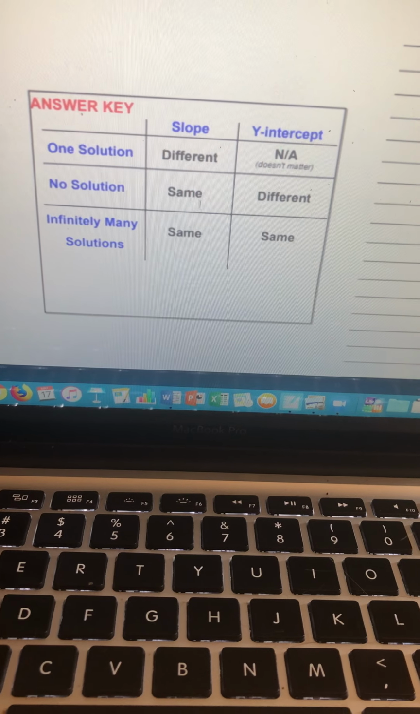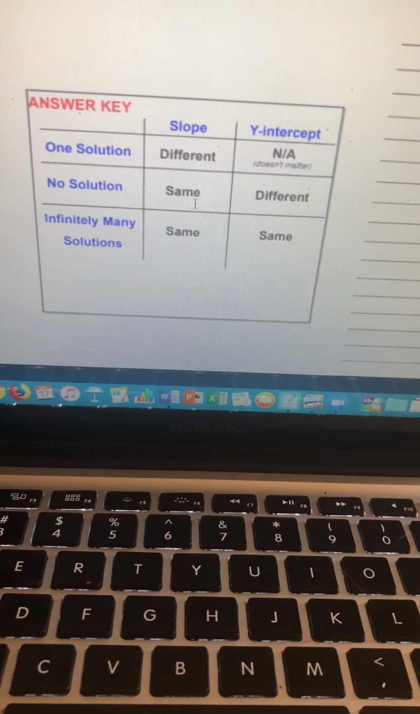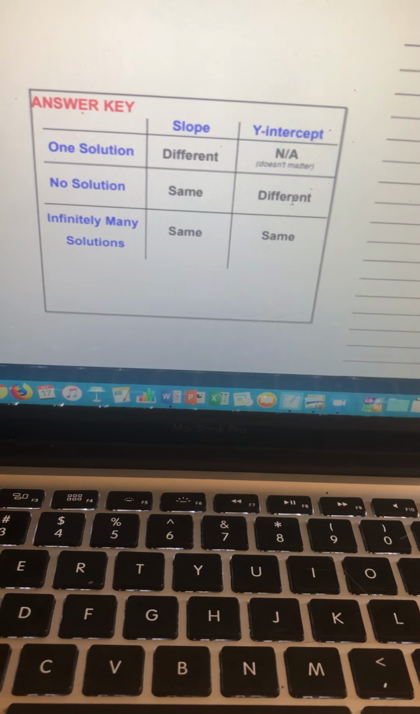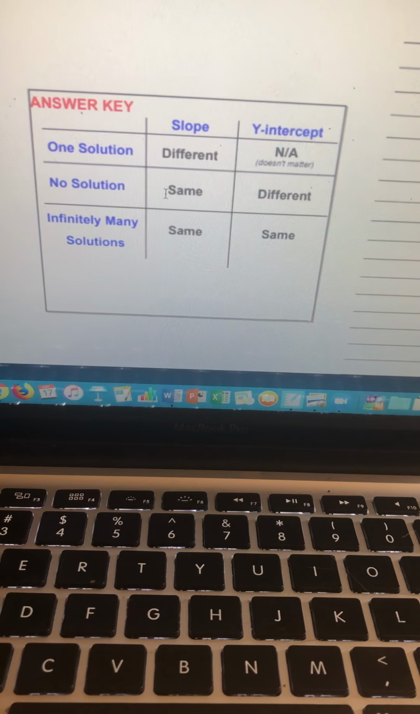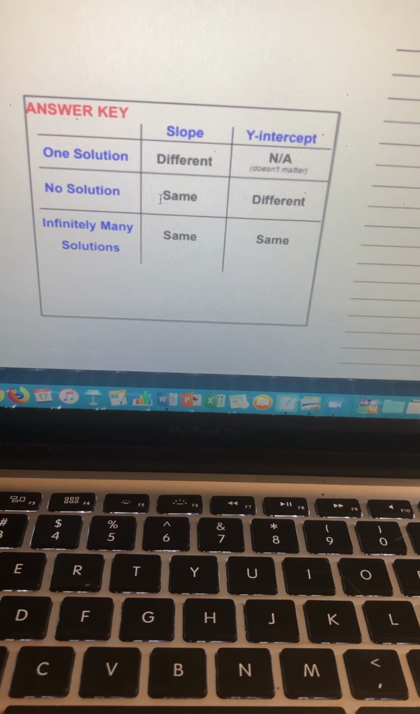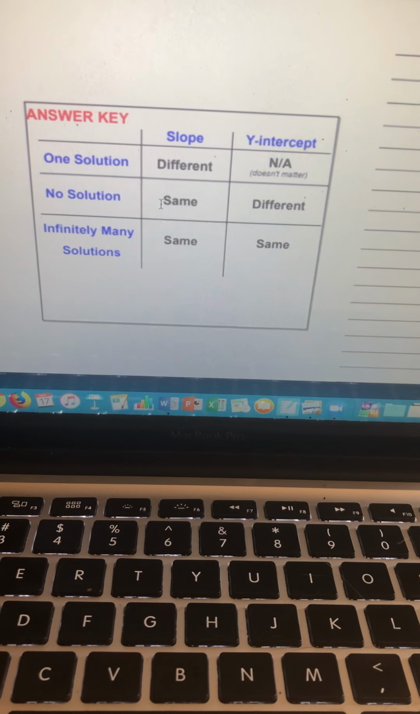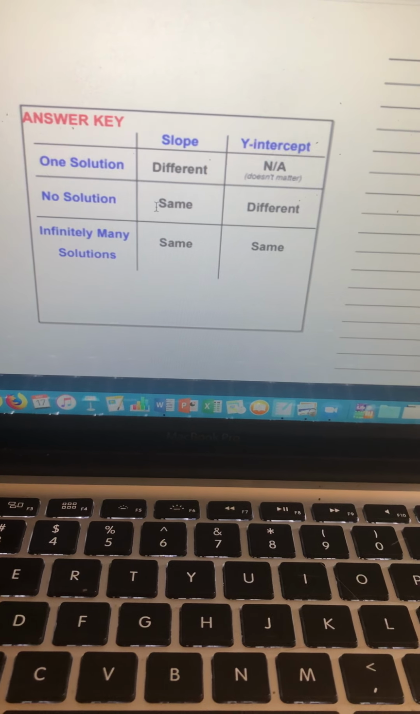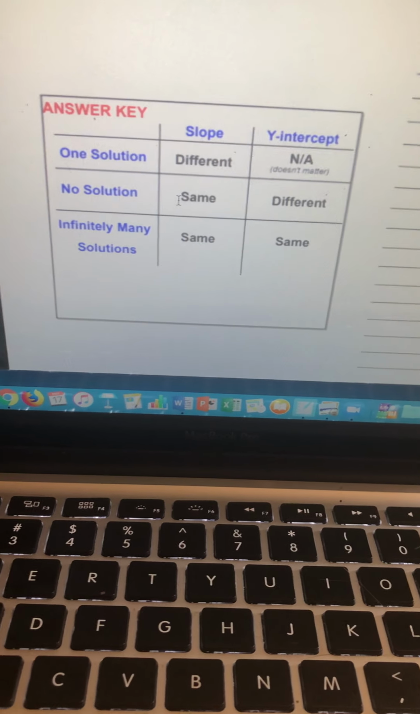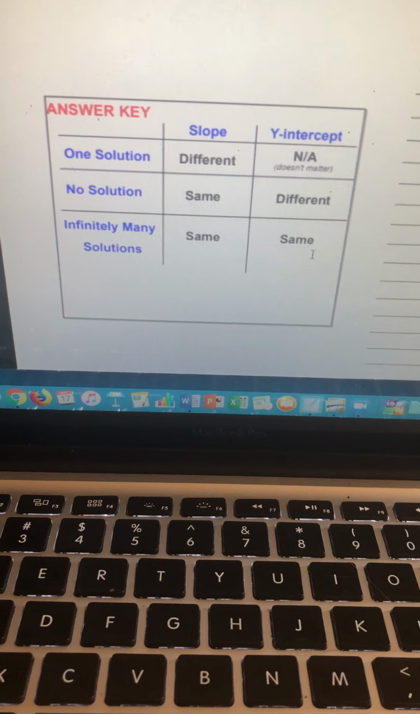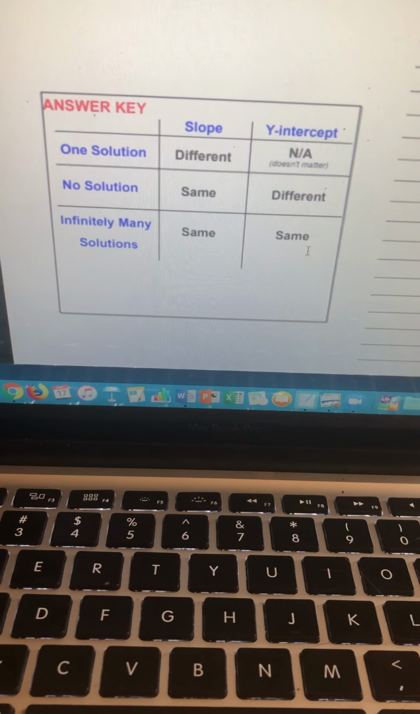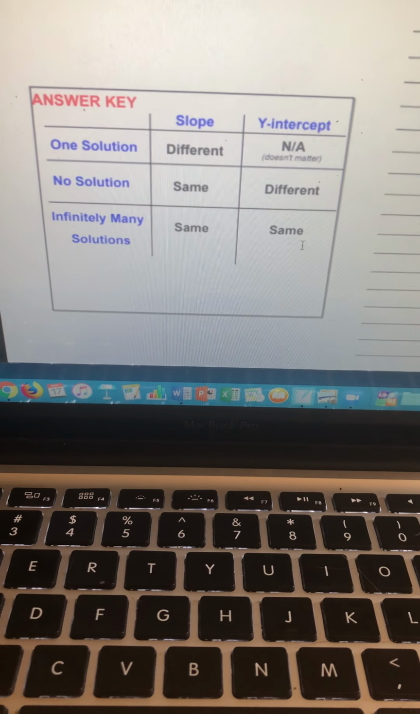If you have no solution, then our slopes would be the same and our y-intercepts would be different. That's because those lines are parallel, so they would be traveling at the same rate, but they would be starting at a different point, which would make them never intersect, which would result in no solutions. And then infinitely many would have the same slope and the same y-intercept because they're the exact same line, so they share every single point on their line.